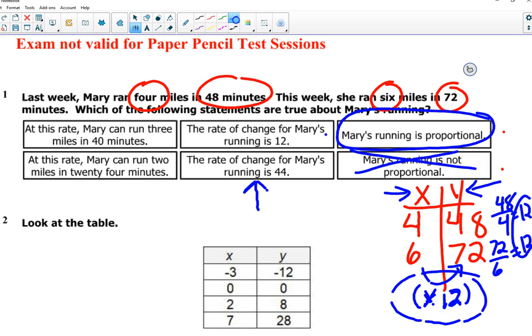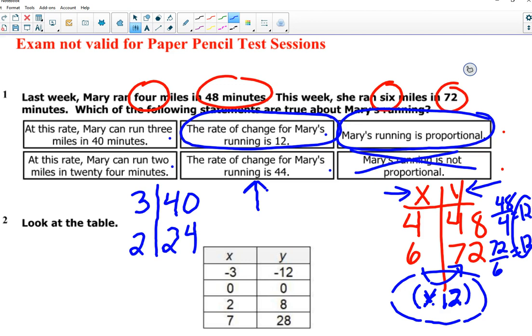So we've got two choices. Rate of change is 12 or rate of change is 44. Which one is it? 12. Our rate of change is 12. So now we come to the other. If this is true, can she run 3 miles in 40 minutes? Or can she run 2 miles in 24 minutes? So we're going to look at that. So think about this. 3 to 40, or is it 2 to 24?